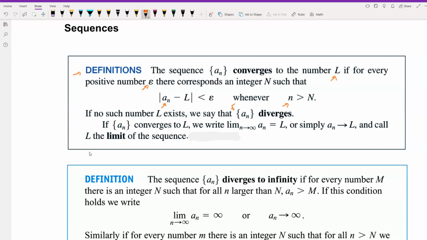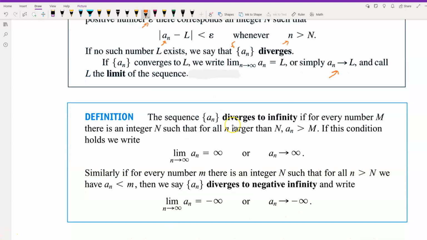So here we have n, and here on the side we have an. If an converges to L, we write the limit of an when n approaches positive infinity is equal to L, or simply an approaches L, and call L the limit of the sequence.